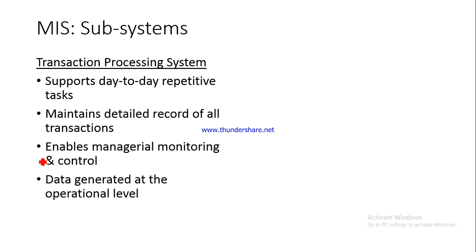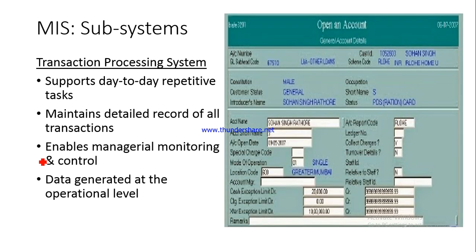So the data would be generated at the operational level, at the lowest level in the organization. The daily activities which are taking place, they are recorded. So the data is getting generated at the lowest level in the organization, and it is getting recorded in the TPS or the transaction processing system. Now this is an example of a transaction processing system.